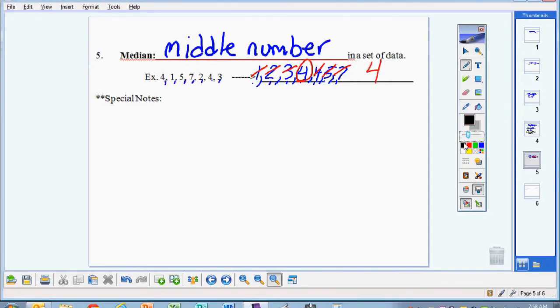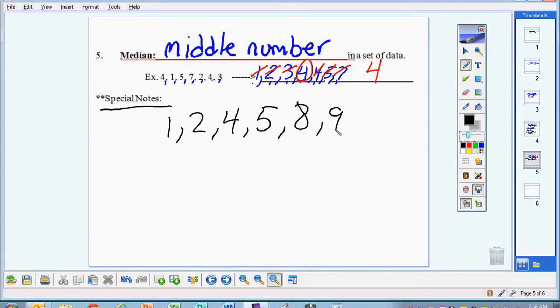Now, in our special notes, if you have a set of data, and I'll put them in order to make it easier for myself, where there's an even total number, so for example 1, 2, 3, 4, 5, 6, I'm going to have 2 numbers left in the middle. In this case, you find the middle of these 2 numbers, and I know that 4.5 would be the middle of 4 and 5, and that would be my median.